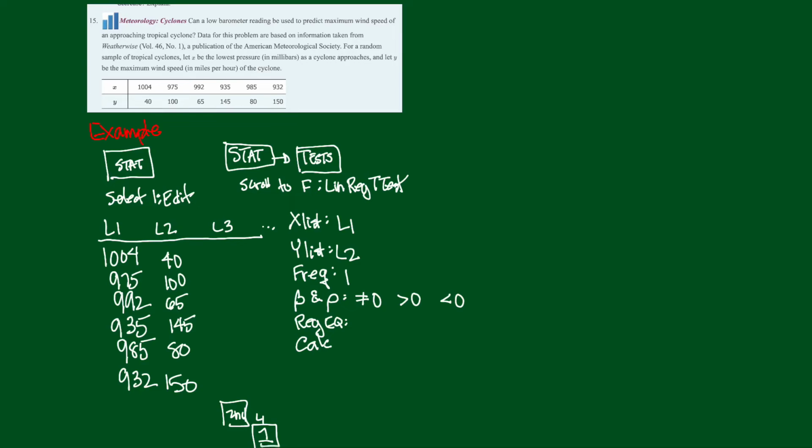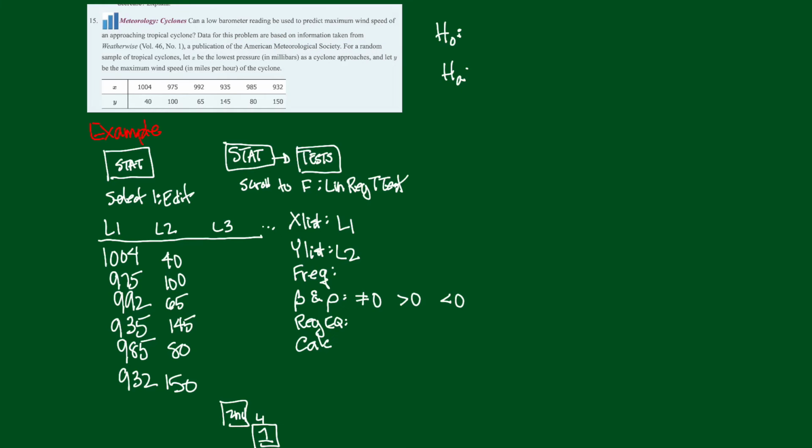Frequency is 1. Each one of those numbers in each list appears only once. Let's set up the hypothesis test so we can complete our table here. H naught and H sub A. Now, what is it that we're looking at here? Right, the first sentence: can a low barometer reading be used to predict maximum wind speed? So we want to know, is there a correlation between the barometer reading and the wind speed? Correlation, yes or no? So I just like to do this one first.